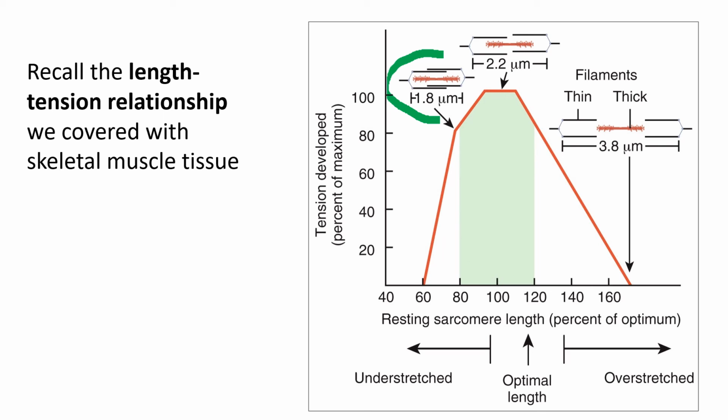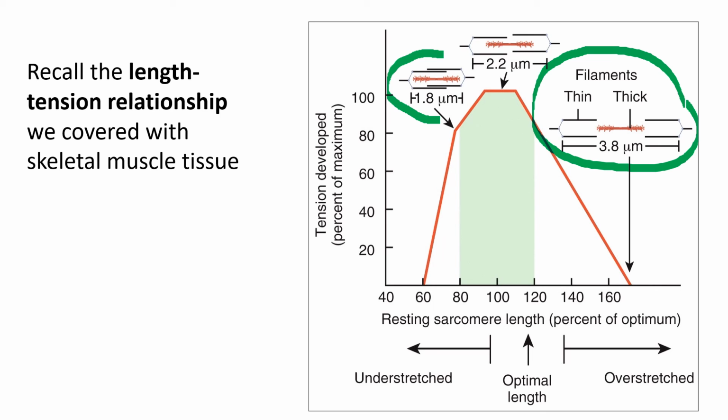And then on the opposite side of maximum, if we begin with a sarcomere that's already stretched, it too is not able to achieve its maximum. There's just not enough overlap between the thick and thin filaments to make that sarcomere shorten. And this happens when a muscle is stretched at the beginning of contraction.